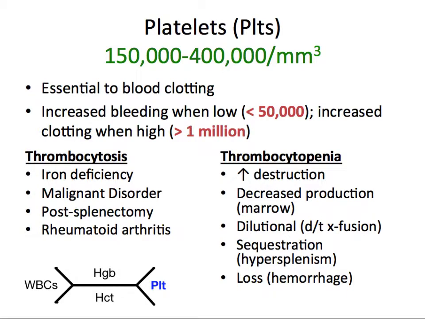The normal range for platelets is 150 to 400,000. Platelets are essential to blood clotting. Whenever platelets are low, there's an increased risk of bleeding, especially under 50,000. Whenever platelets are high in concentration, especially greater than 1 million, there's an increased risk of clotting.